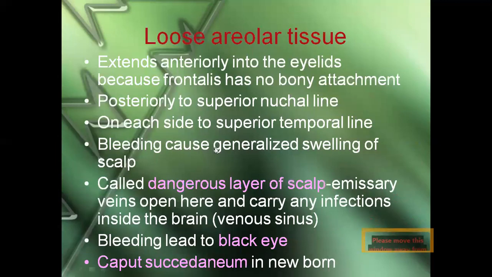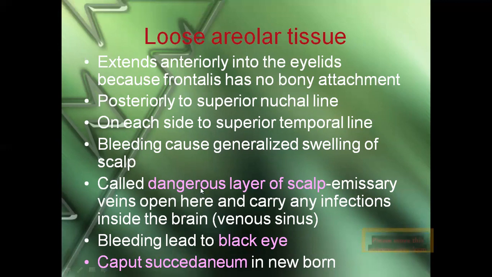Okay, then. After the epicranial aponeurosis, we have loose areolar tissue, which extends anteriorly into the eyelids because frontalis has no bony attachment. Posteriorly, the loose areolar tissue is attached to the superior nuchal line. On each side, it moves up to the superior temporal line. So bleeding causes generalized swelling of the scalp. Then it is called the dangerous layer of the scalp.